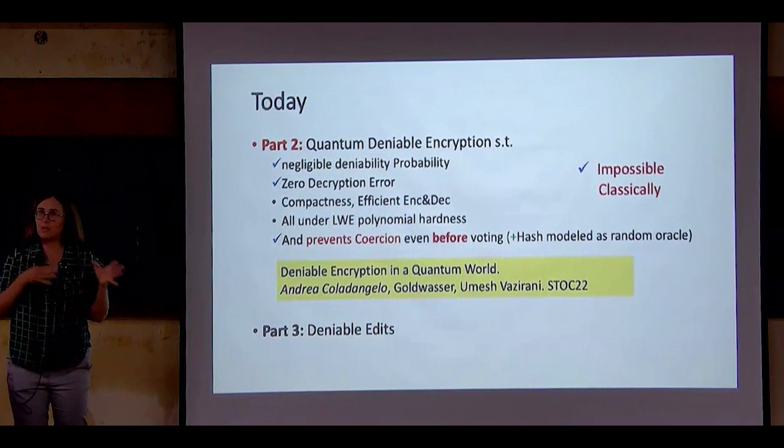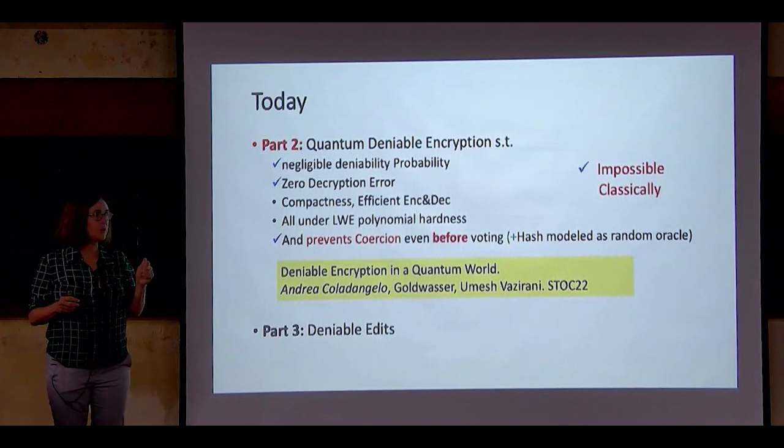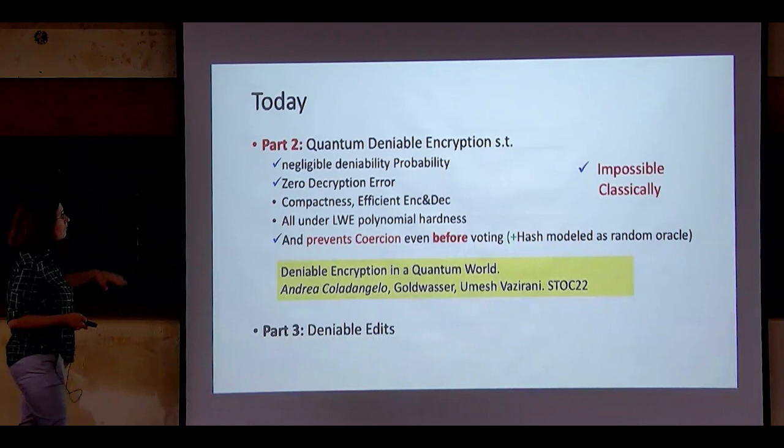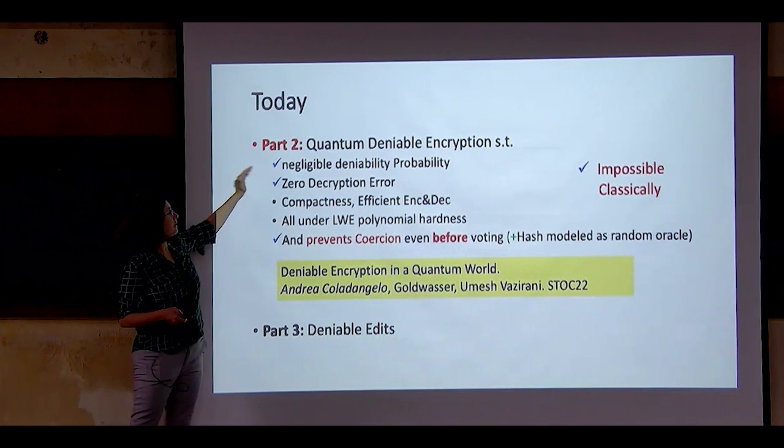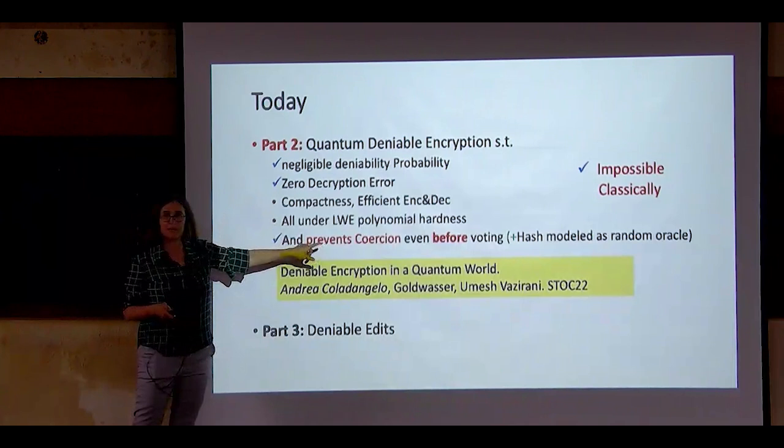But there are some results which show that you can use quantum computers to do more than you can do classically. And this is going to be one of them. So we'll show how to do deniable quantum encryption, where you get negligible deniability, compact, zero decryption error, and prevent coercion before the fact, something that classically, provably, you cannot do.